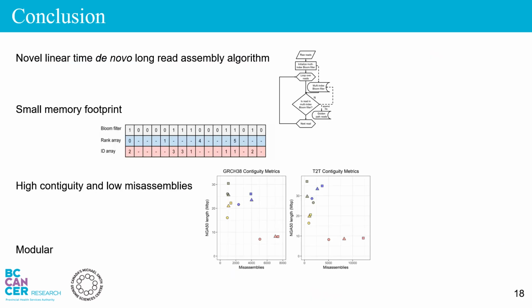In summary, we present to the community a novel linear time de novo long read assembly algorithm with a small memory footprint that can assemble human genomes at a high contiguity with low misassemblies. GoldRush is also modular by design. For example, if a user wishes, they can substitute GoldRush-Edit out for any other polisher.